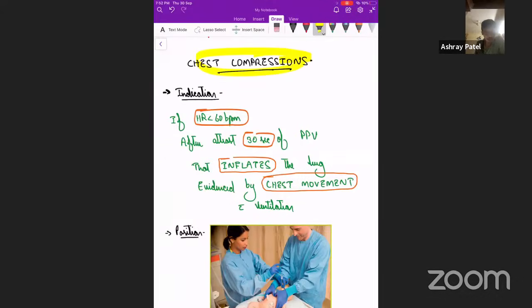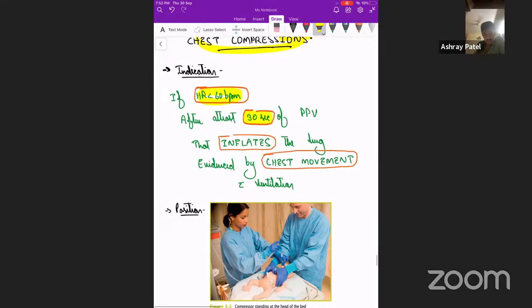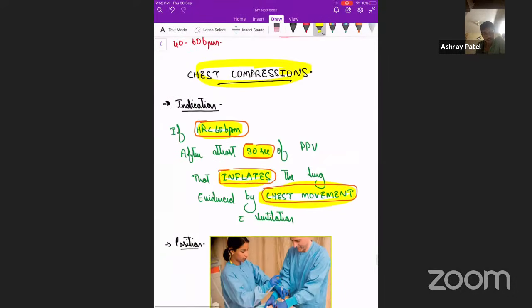What is the indication for chest compression? As we've already seen, heart rate less than 60 beats per minute after at least 30 seconds of positive pressure ventilation which is effective. How do we determine this effectiveness? It inflates the lung, evidenced by the chest movement. So this is the indication for chest compression. And whenever chest compression is needed, we'll have to intubate the child.